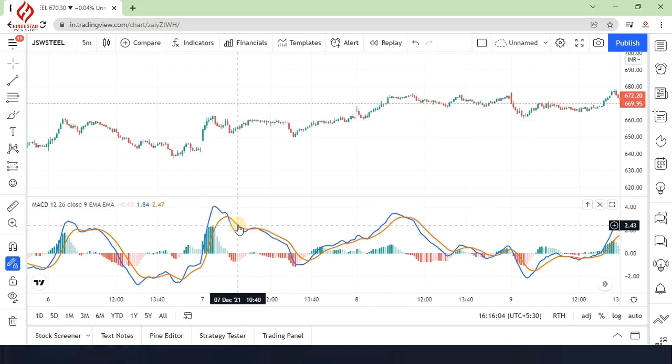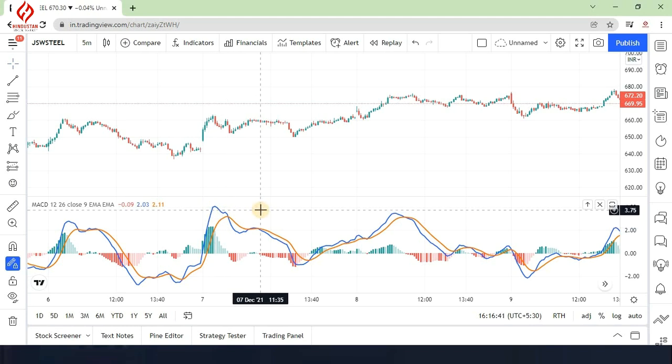And the second component is the signal line. It is orange in color, right? And it is calculated by taking a 9 period exponential moving average of the MACD line itself, right? To put it in the most simple manner, it's taking an average of the last 9 values of the MACD line, right? This orange line is known as the signal line, and this is the slow moving average, and the blue MACD line is the fast moving average line, right?